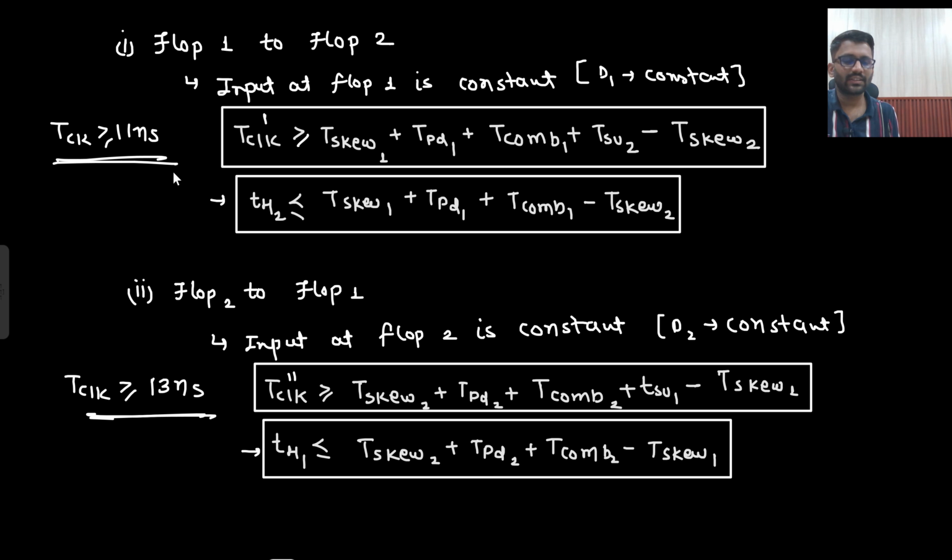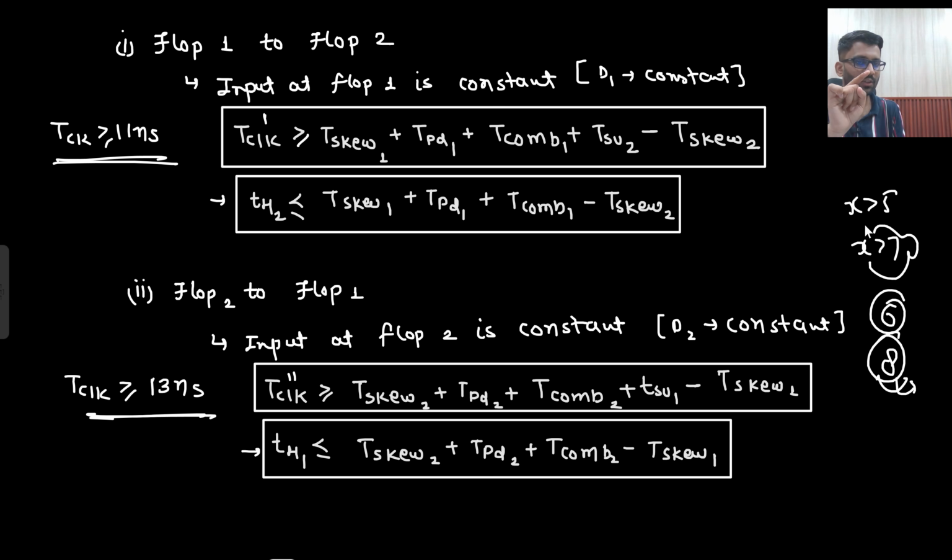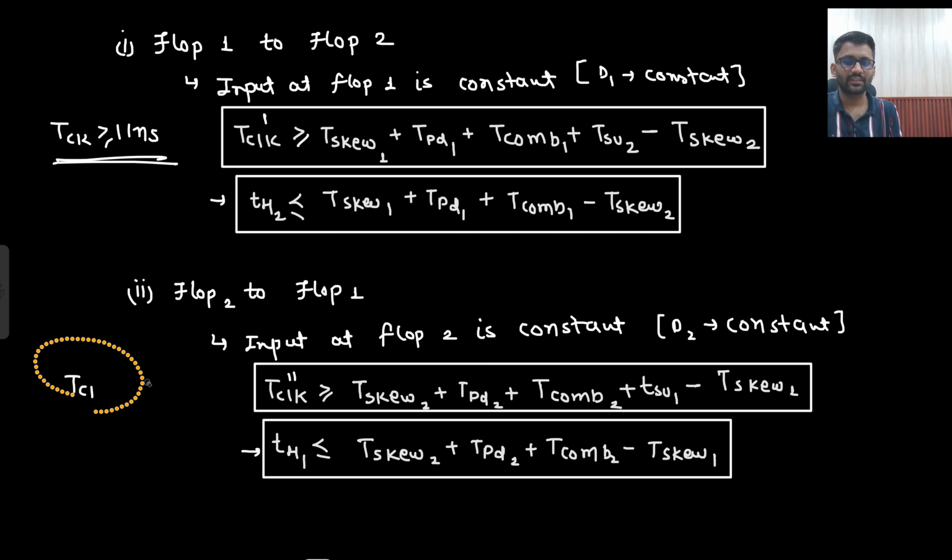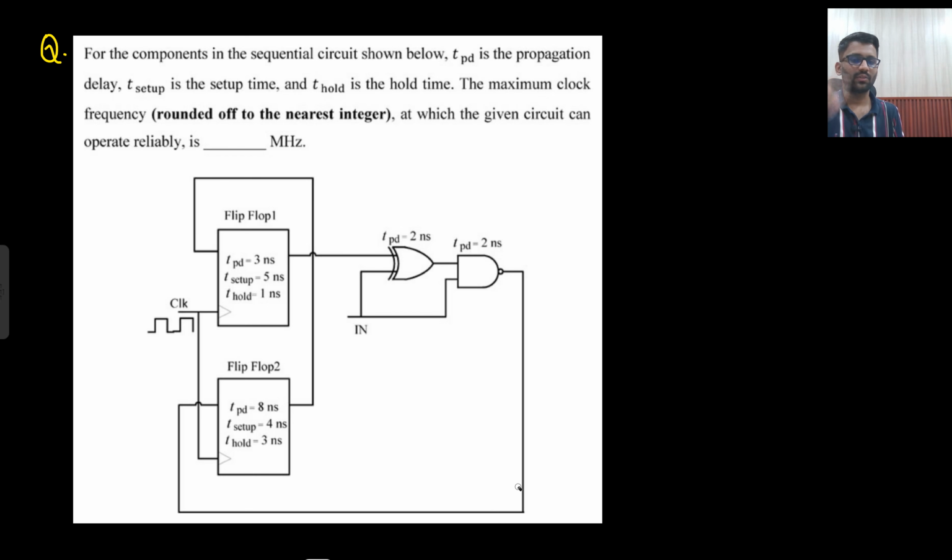If this guy is saying that T clock should be greater than 11 nanoseconds. If I say X is greater than 5 and X is greater than 7, then will 6 satisfy it? No, because 6 is less than 7. But if I say X is 8, 8 is greater than 5, 8 is greater than 7, so 8 is correct. So you always need to take the maximum limit, no? So this guy is saying that clock should be greater than 11 nanoseconds. This guy is saying that it should be greater than 13 nanoseconds. So what would be the final answer? 13 nanoseconds, right? So let's keep it here only. You will understand what your final answer will be based on the question.